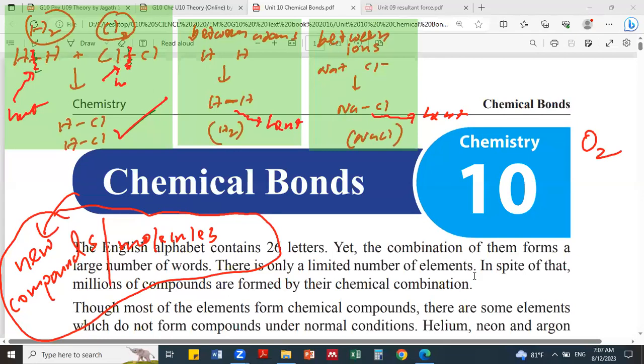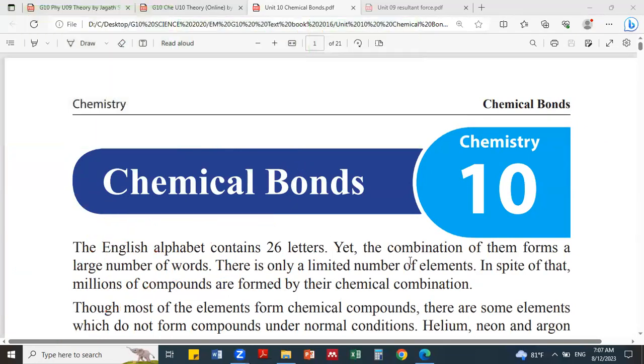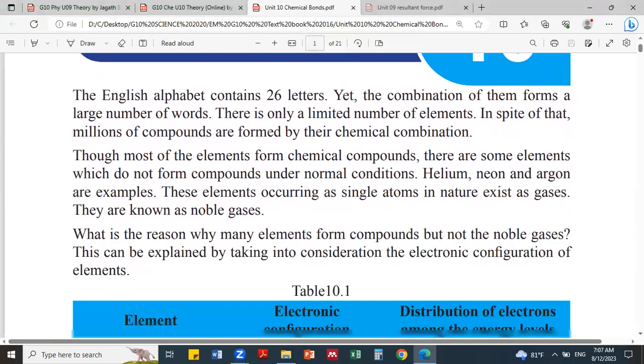Now, out of the elements in the periodic table, shall I read this? Now you can see here they have given: except helium, neon, argon. Except what? Helium, neon, argon. Others are unstable. Here, helium, neon, argon do not form compounds under normal condition. And they are called what gases? Noble gases.